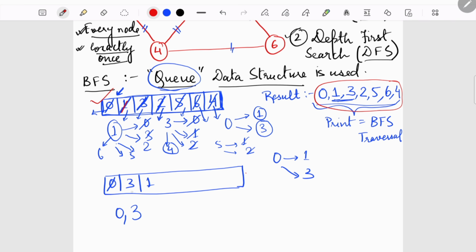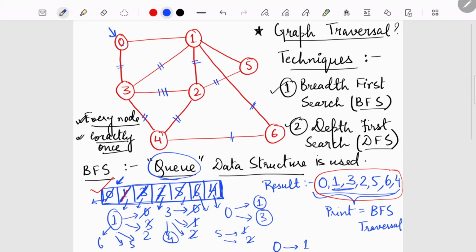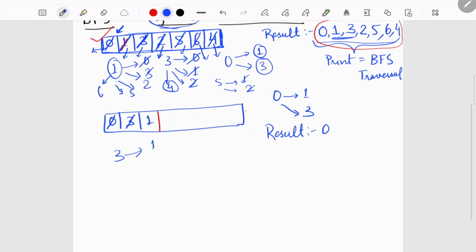So let's see, if we would have put 3 first and then 1, then what would have happened? We visit 0 first, put it in the result, and put the adjacent nodes into the queue. Then we are going to visit 3. Which are the nodes adjacent to 3? Adjacent to 3 are 0, which we have already visited, and 1, 2 and 4. 1 is already there, so let's insert 2 and 4 here now.